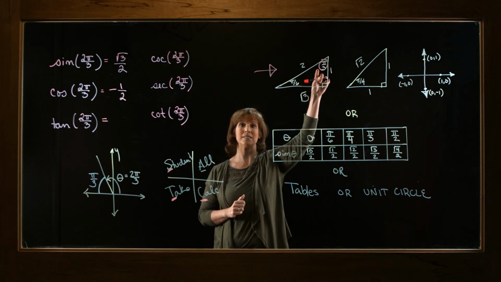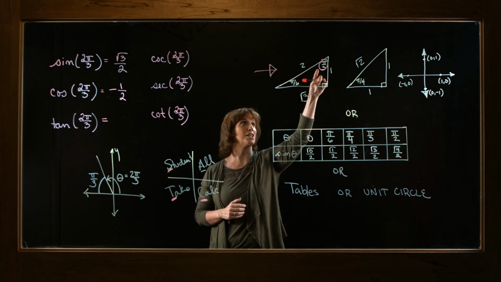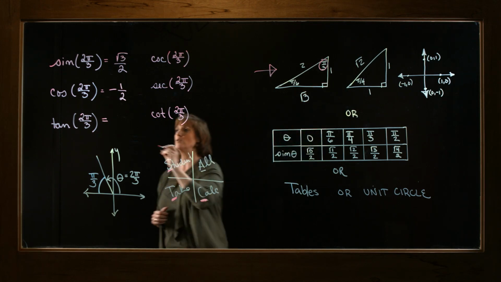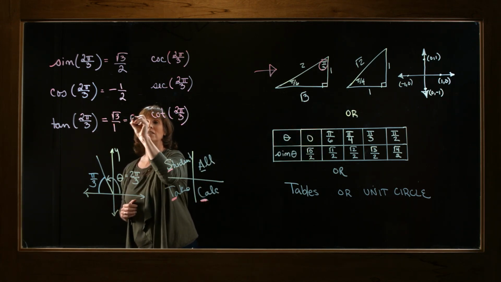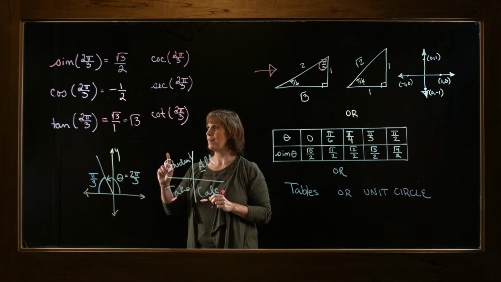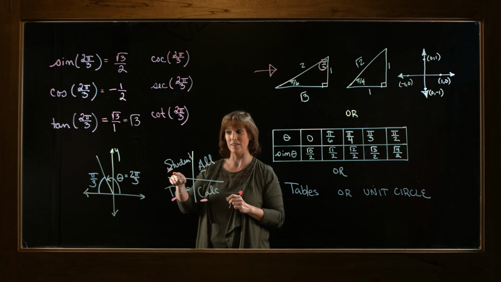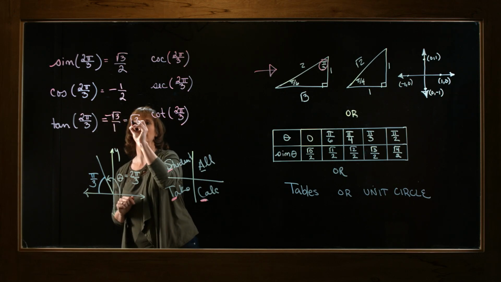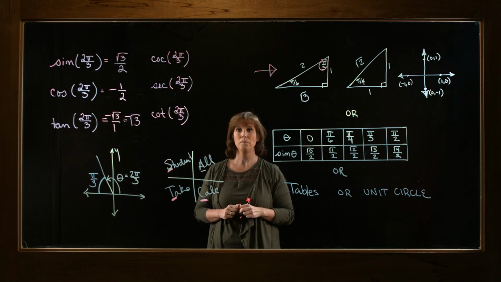Again, I'm using my reference angle of pi over 3. Tangent is the opposite over the adjacent. So the opposite is root 3, the adjacent is 1. So I've got the square root of 3 divided by 1, which can be reduced to the square root of 3. Now let's be careful. I need to worry about the sign. Is the tangent positive or negative in the second quadrant? It was negative, so this should really be negative square root of 3.